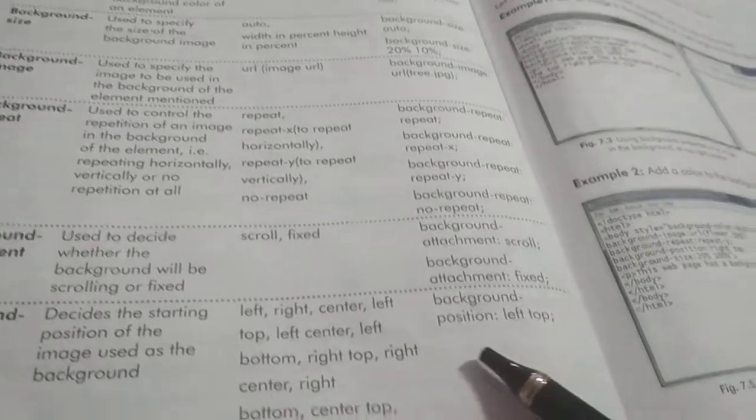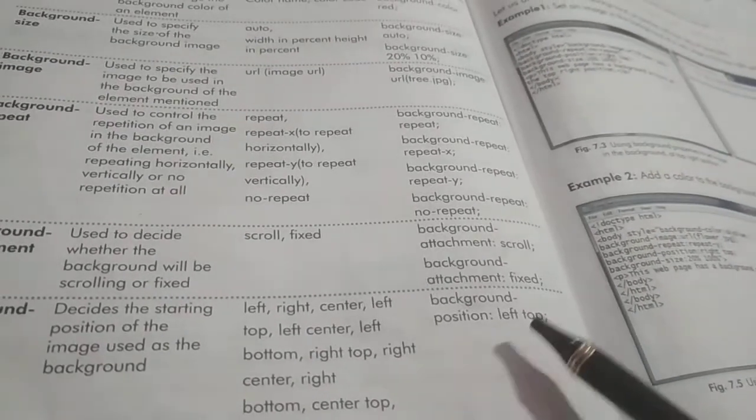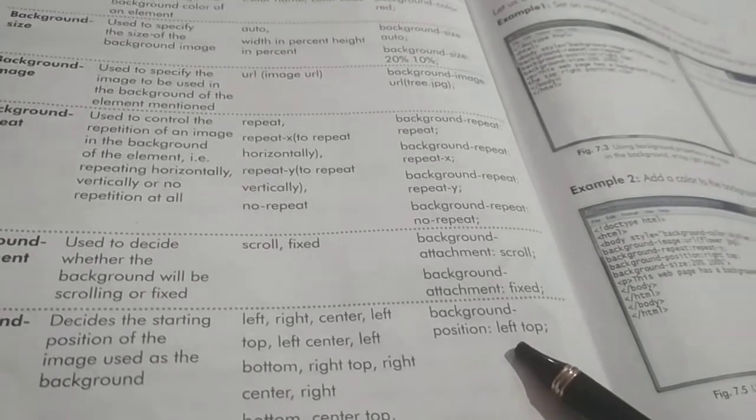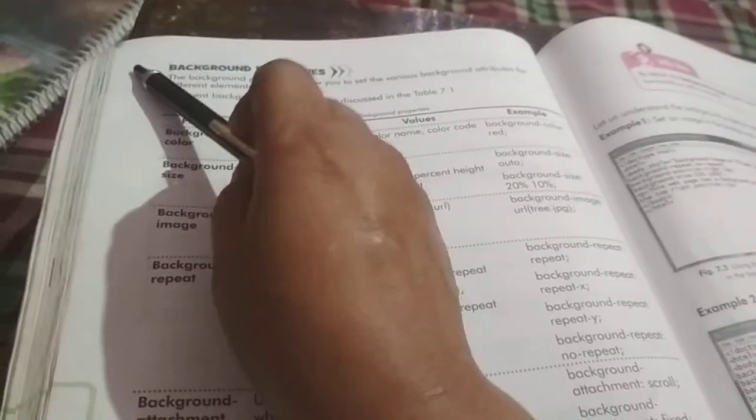Okay. Now what is the example? Background position left top. That means this image will come from the left top. Left side means this is the left top.